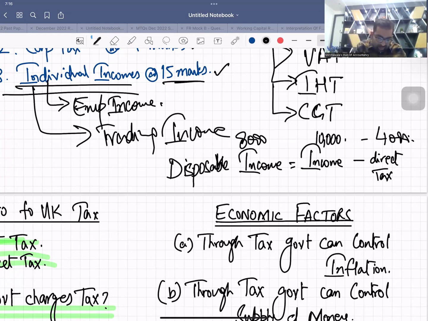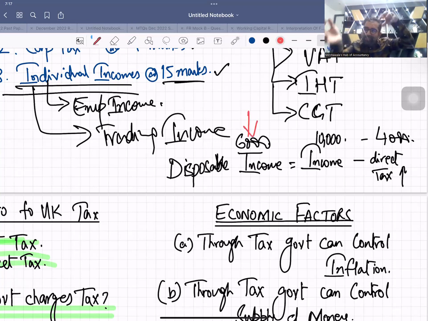Now use your brain. The moment government increased the direct tax, listen here. As these direct taxes went up, the disposable income went down. And when the disposable income went down, for the whole public, their incomes are now low. So when their incomes are low, obviously now they can spend only a few things. When direct taxes increase, disposable income decreases.